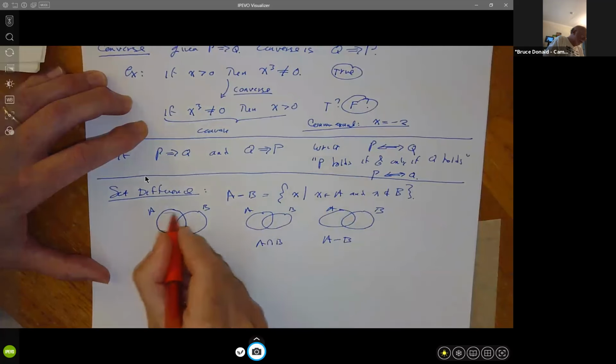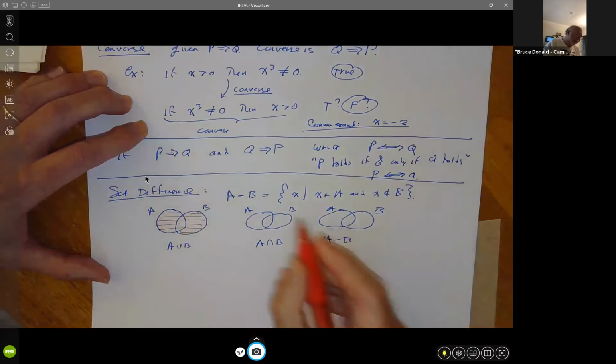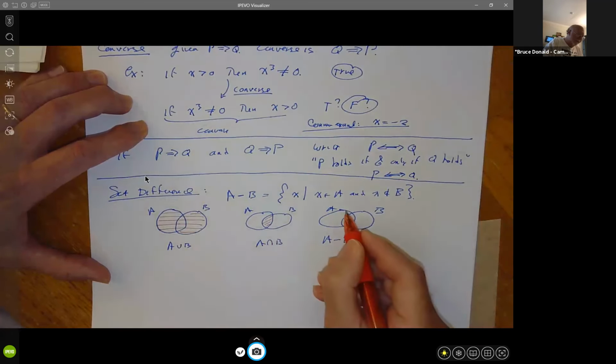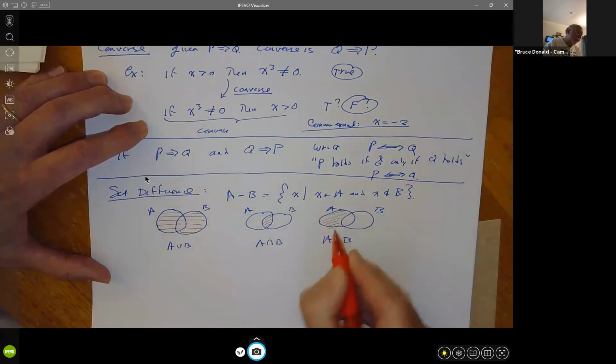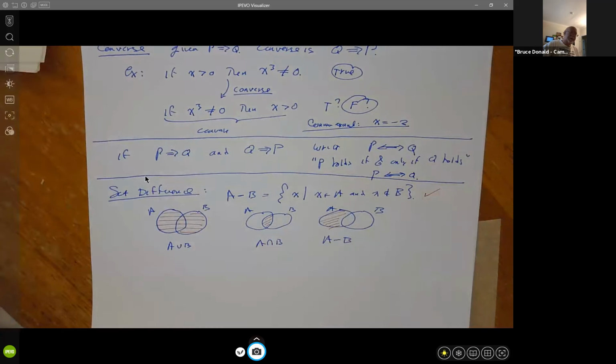A union B is everything here. A intersect B is just the things that are in both A and B. And A minus B are the things that are in A that are not in B, which corresponds exactly to this definition here.